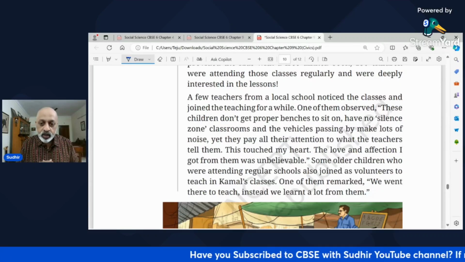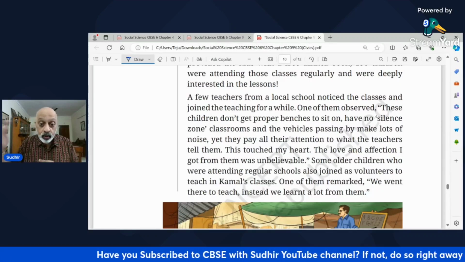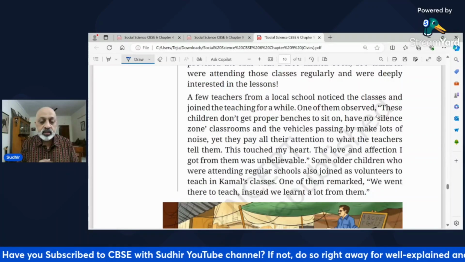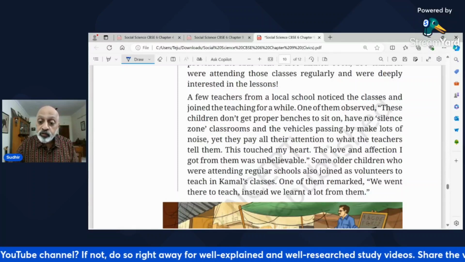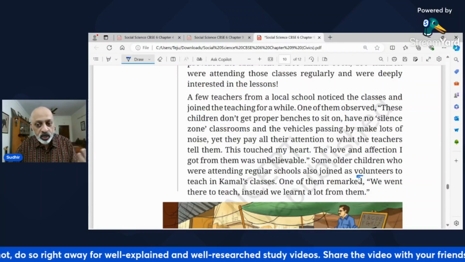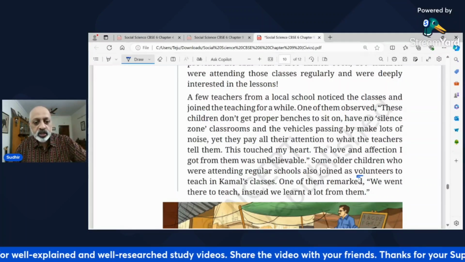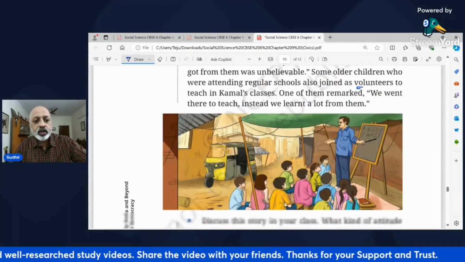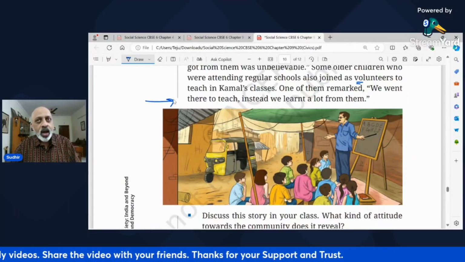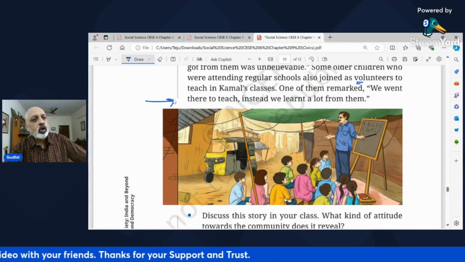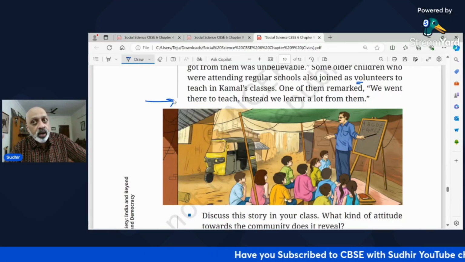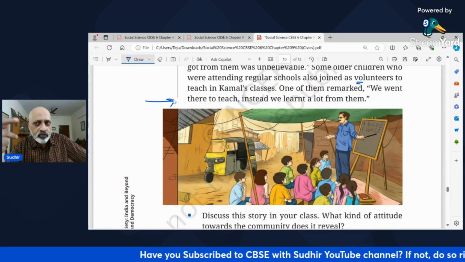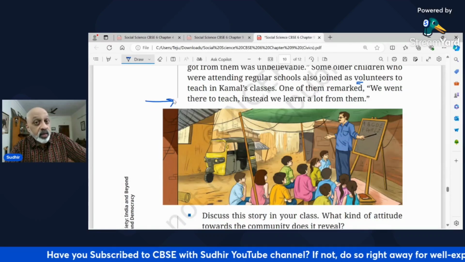The other teachers, some older children who had passed out, who are attending regular schools, also joined as volunteers. Volunteers means to do work free of cost, that is without charging any money. So to teach in Kamal's classes, one of them remarked, we went there to teach, instead we learned a lot from them. Because I always believe, an educator is not someone who only teaches. You also learn a lot. You learn about life from the kind of feedback that you give, which is why I always say, please interact.